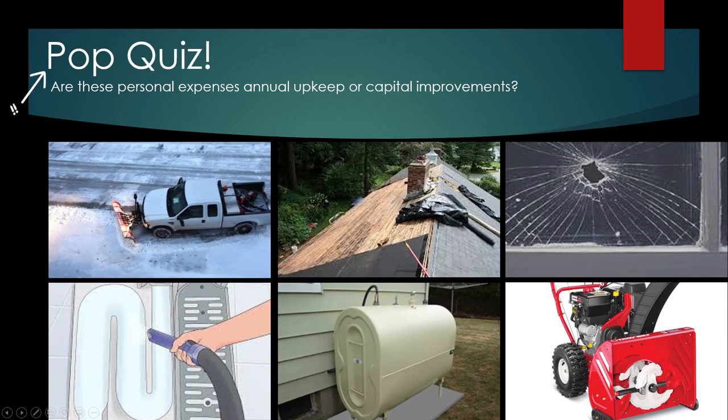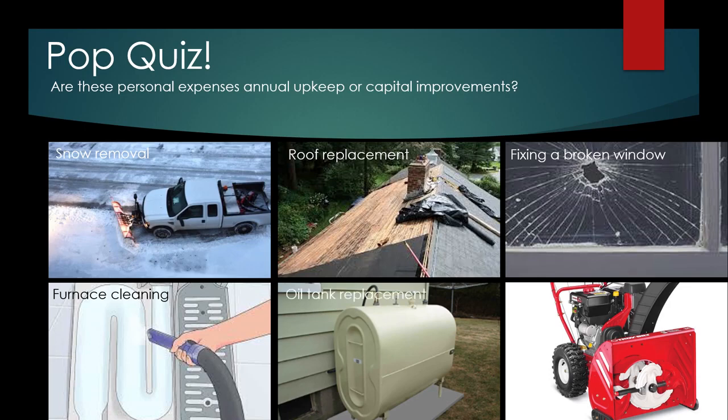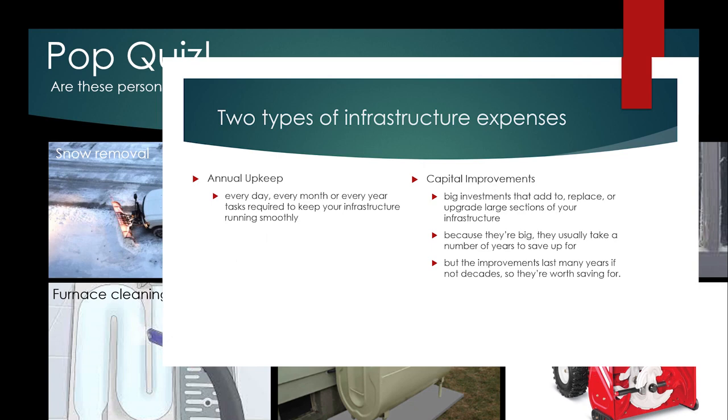Okay, pop quiz time. First, I'm going to list some things for my own personal budget involving my own personal infrastructure, my house, and I'll have you take a moment and decide whether it's regular upkeep or a capital expense. All right, let's get started. Snow removal, replacing a roof, fixing a broken window, cleaning a furnace, installing an oil tank, and buying a snowblower. Of those 6 items, which are upkeep and which are capital expenses based on the definitions we went over?